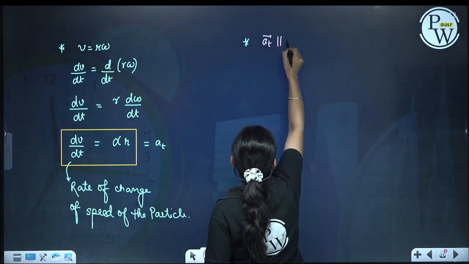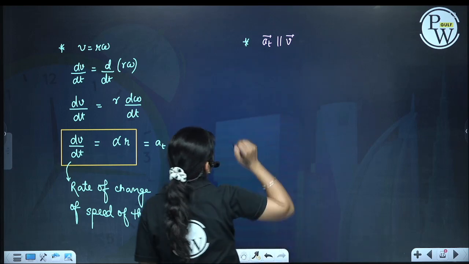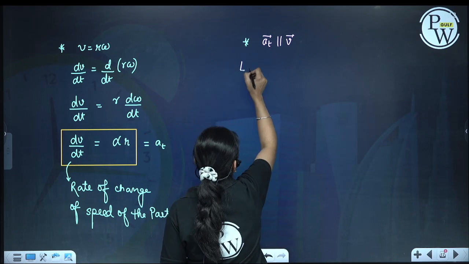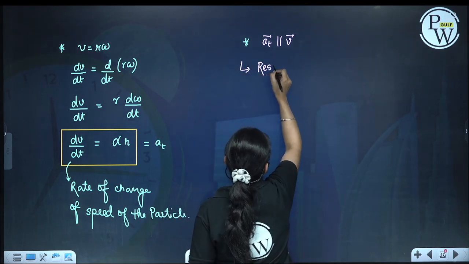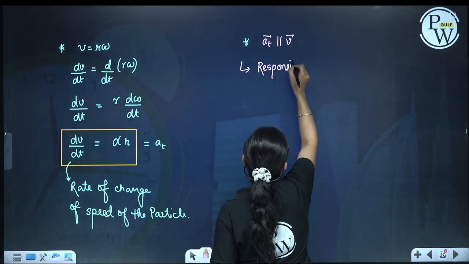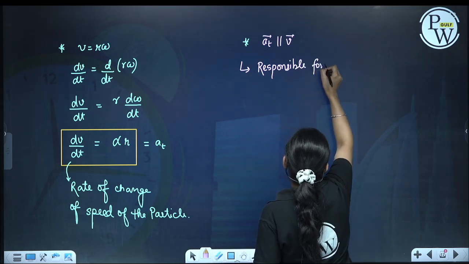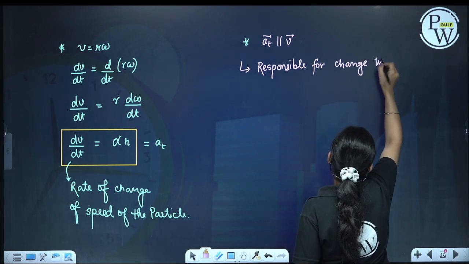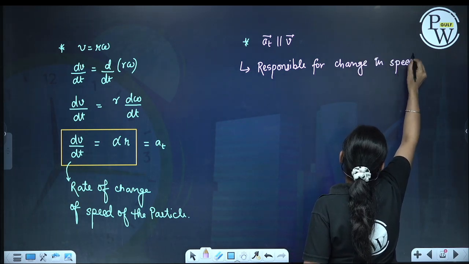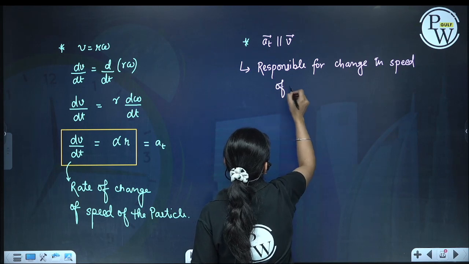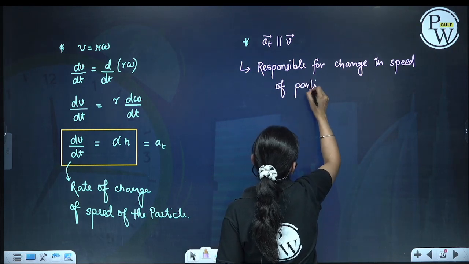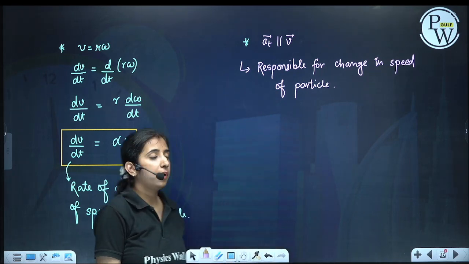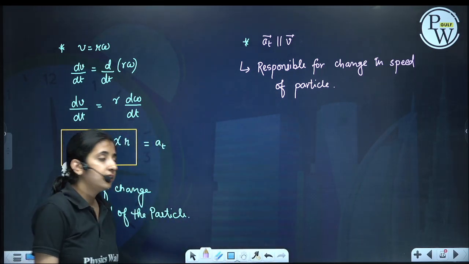AT is parallel to the velocity vector. Any acceleration in the direction of velocity will change its speed. So AT is responsible for change in speed of the particle, and it acts along the tangent.